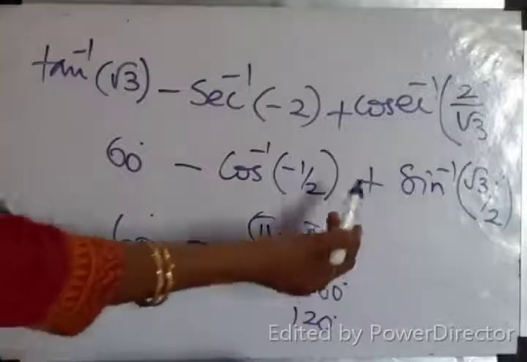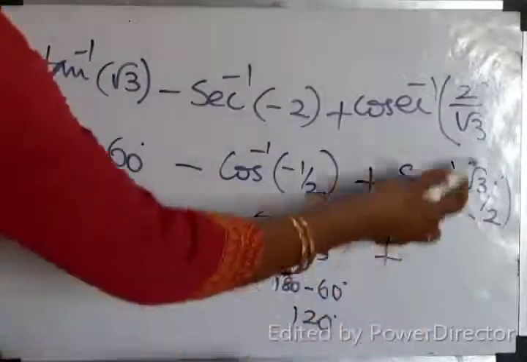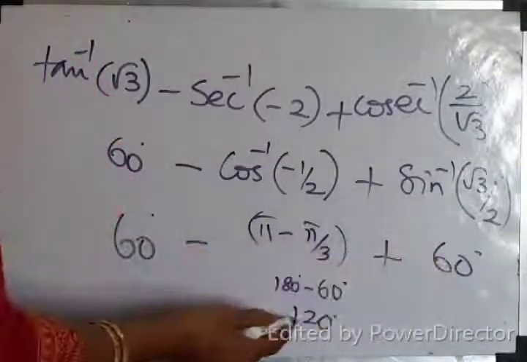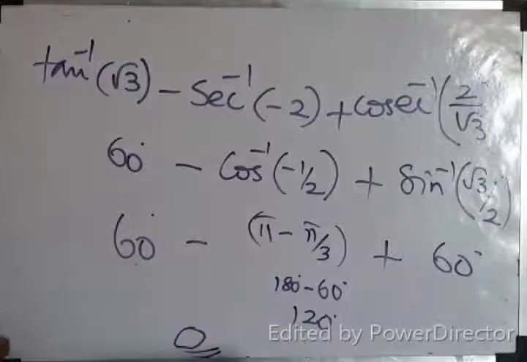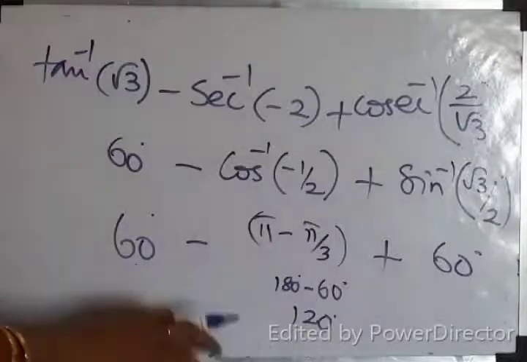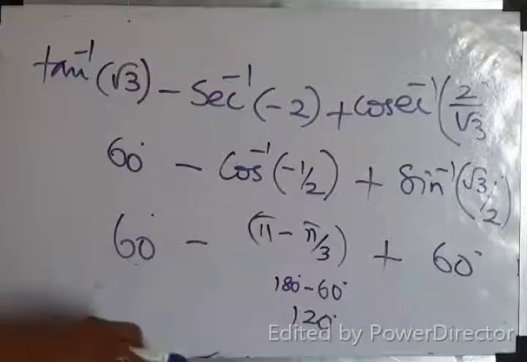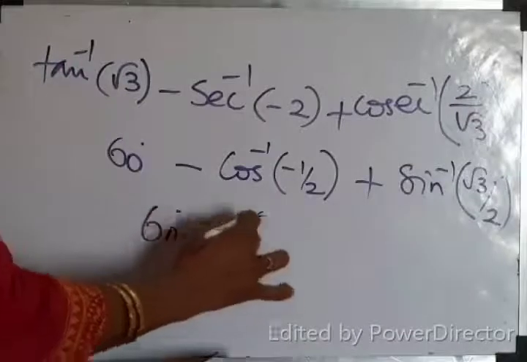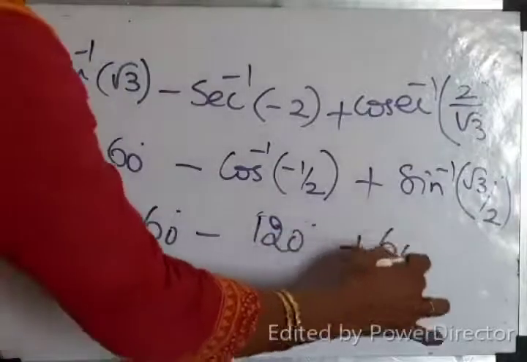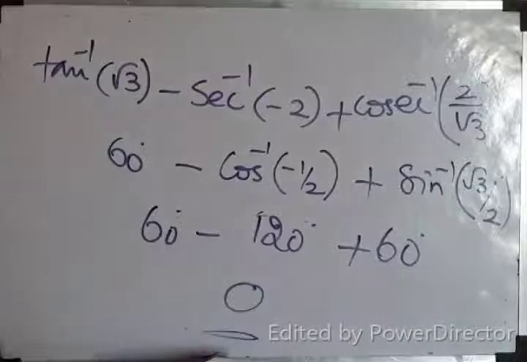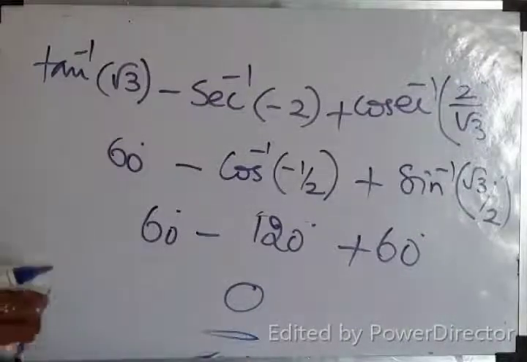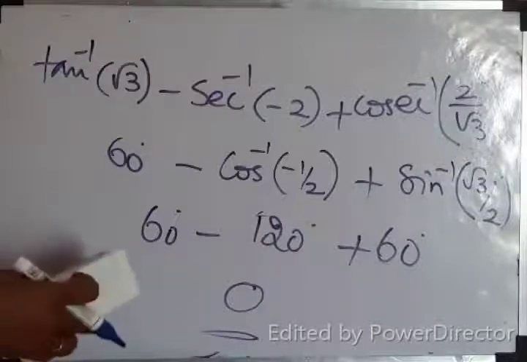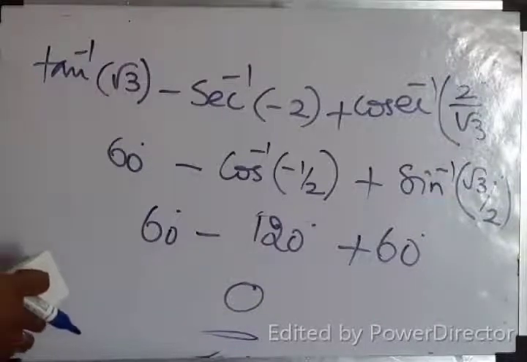So 60 minus 120. Then plus, what is sin inverse root 3 by 2? 60 degree, correct. So plus 60 minus 120. The answer is 0. I write once again: 60 degree minus 120 degree plus 60 degree. The answer is 0. Do you understand, children? If you are not getting the concept, you can ask questions through WhatsApp message. Okay.